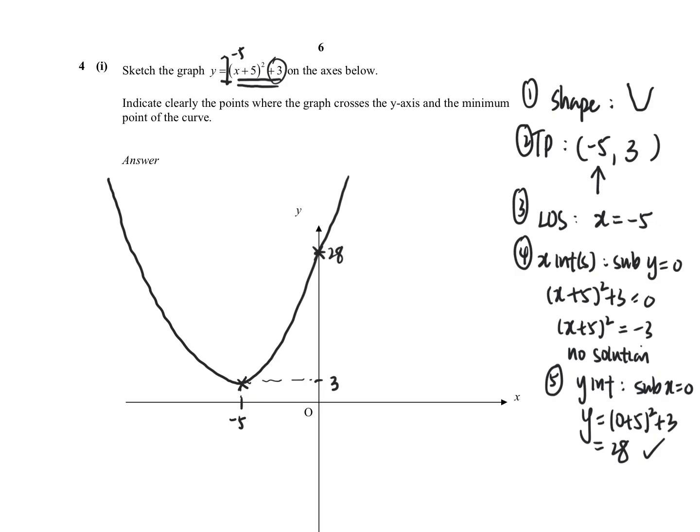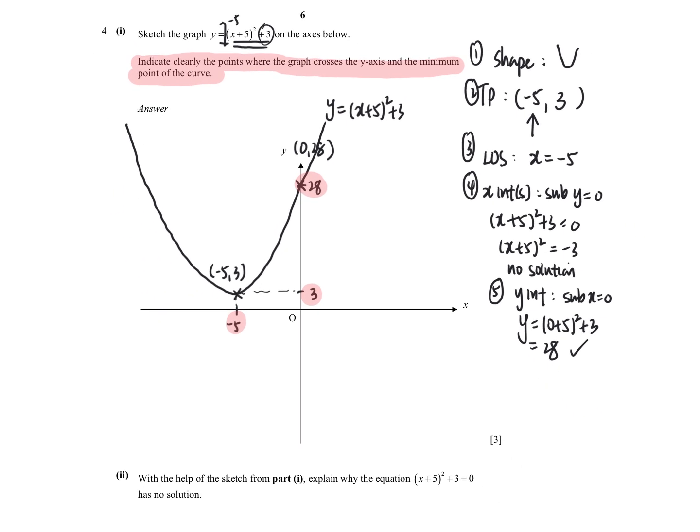And then you read the question carefully. Indicate clearly the points where the graph crosses the y-axis and the minimum point. If they say coordinates, you have to write it down. If not, just make sure that the intercepts are all clearly written there. If you want to play safe, you can always write in your intercept values and then your equation. Yes. Yeah, can, but I will minus 1 for the shape because it's not symmetrical.